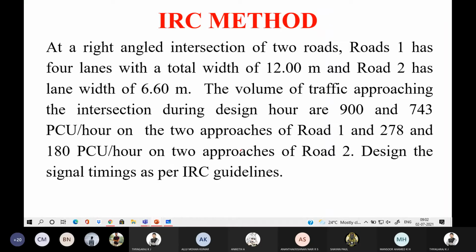Don't get confused between Webster's method and the IRC method. In Webster's method, the saturation value and the lost time, that is the all red time, will be given. But here in the IRC method, the all red time will not be given. Directly they will be giving the traffic count. So kindly note down.